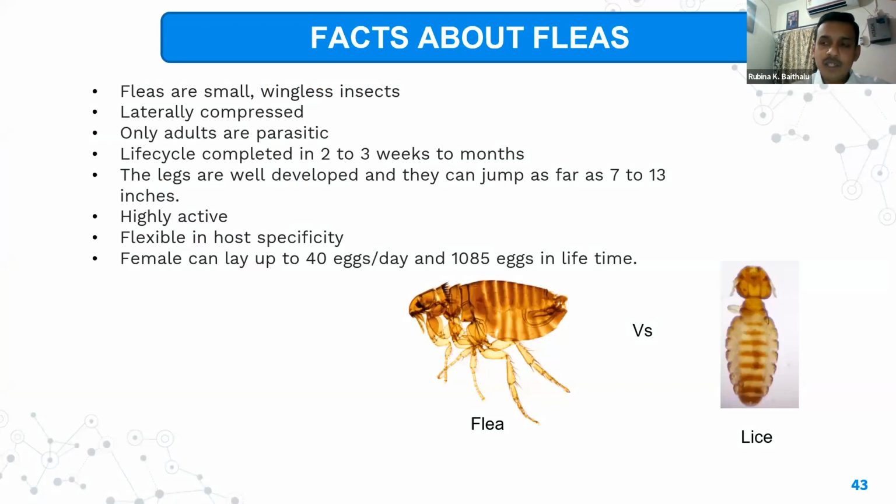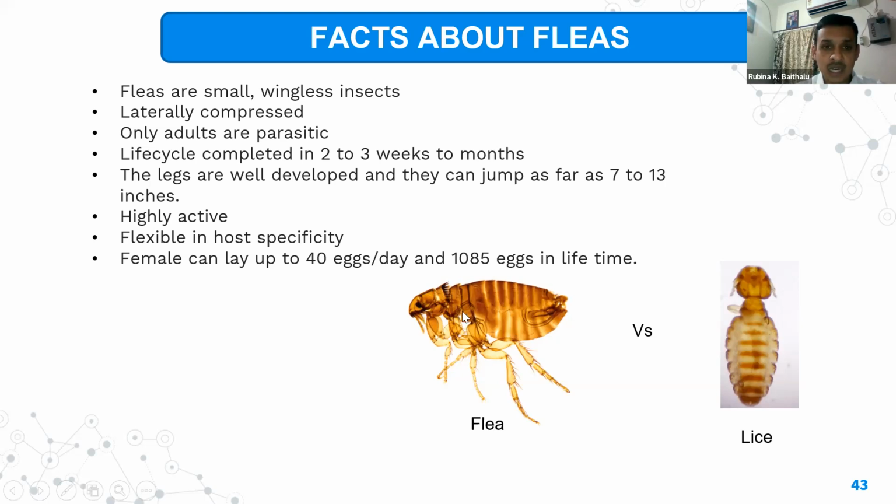Now we have already covered ticks and the control of lice. The third important pest is fleas. So what are fleas? You can see, these are the fleas. Their bodies are laterally compressed. These are wingless insects.